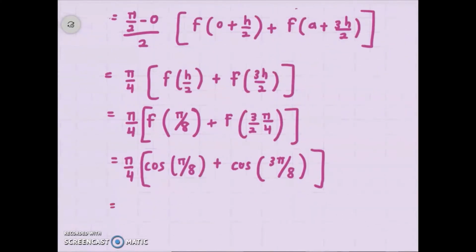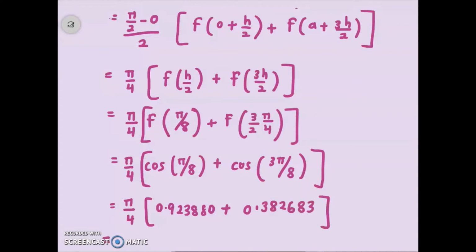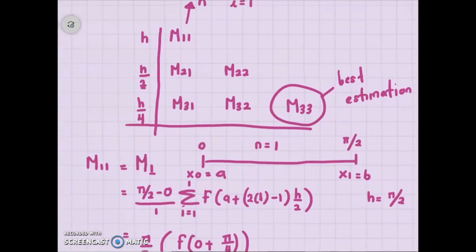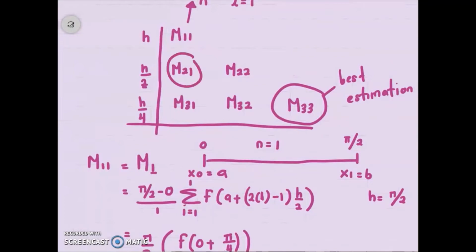Now cos pi over 8 is 0.923880, and cos 3 pi over 8 is 0.382683. All you have to do is press your calculator and find the solution. So we obtain 1.02617. That is my M21, the M21 here, so we have obtained this one.